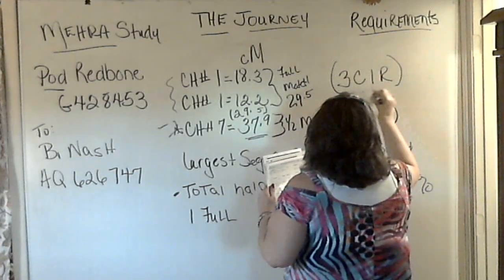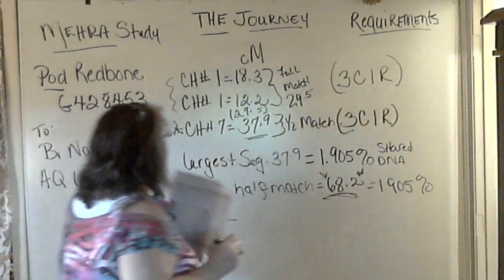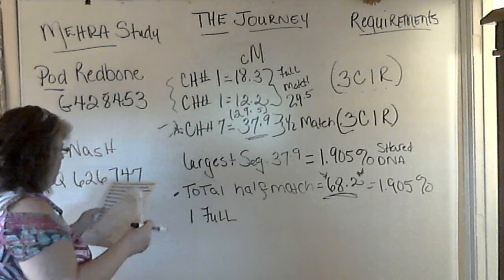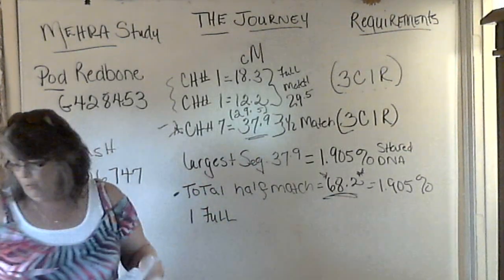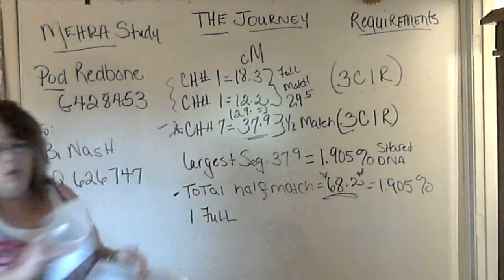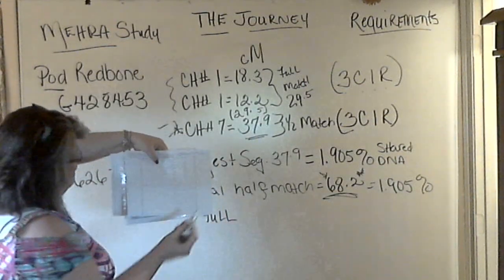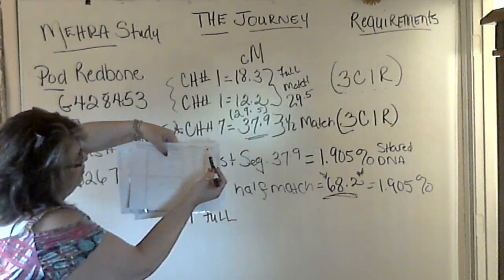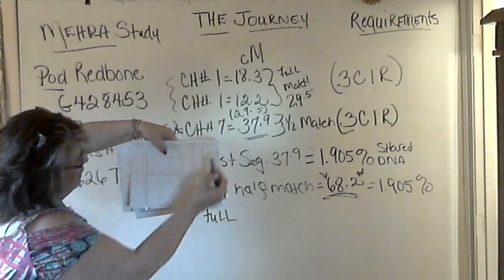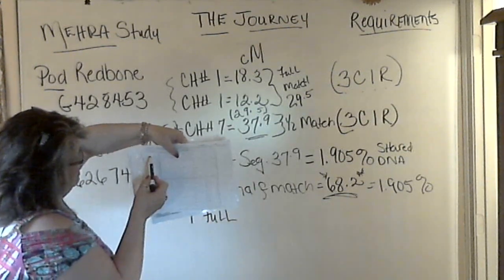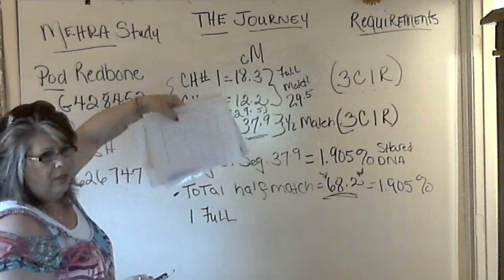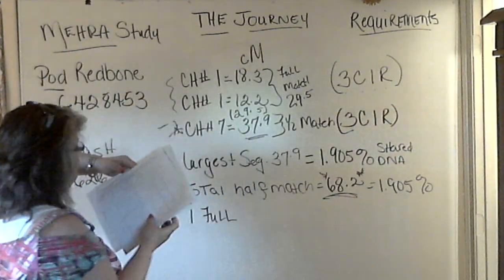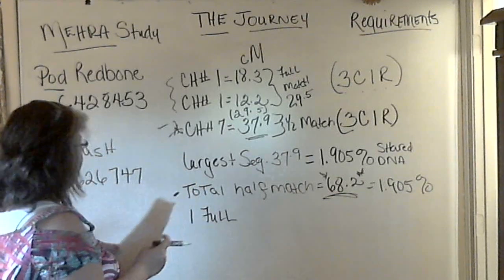Okay, third cousin once removed. Alright, and so on your cheat sheet or your worksheet, you have a space here to add the chromosomes that you match and the total matching segments. We're going to shorten this up and change this a little bit, but this is what we're using today as an example to work through this.